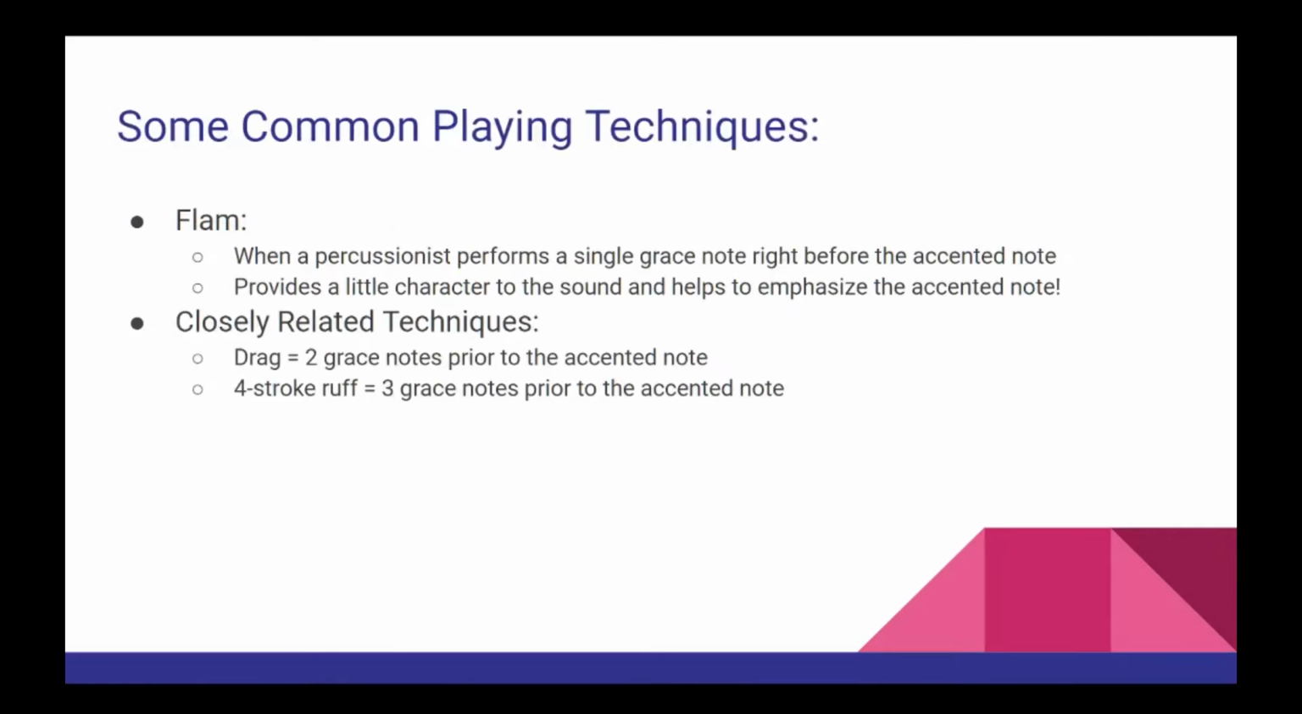First up, let's take a look at a few basic playing techniques, starting with the flam. A flam is when the percussionist performs a single grace note, right before the accented note. This grace note is used as an embellishment for the accented note and can be used to give a little more character to the sound. Closely related techniques include the drag, which has two grace notes, and the four-stroke ruff, which has three grace notes. Each of these techniques is found most commonly on membranophones, like the snare drum or the bass drum.